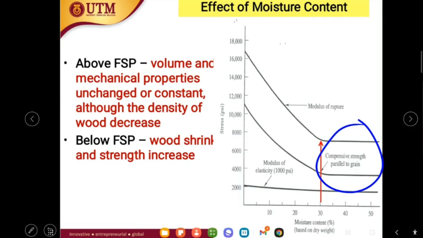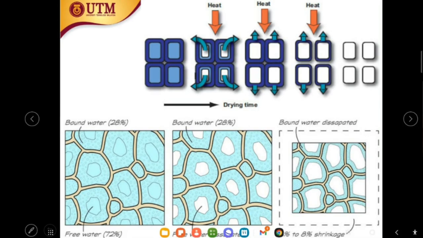So if you want to improve the properties of the timber in terms of strength and also durability, if you want to dry the tree, we have to dry it below the FSP. The tree normally, like I said, contains about 200%, 300% of its solid weight. If you dry the timber until only 40%, 50% is left, it will not increase the strength and also durability. You have to dry it until it is below the FSP, the fiber saturation point. Normally it's about 20 to 30%, right?